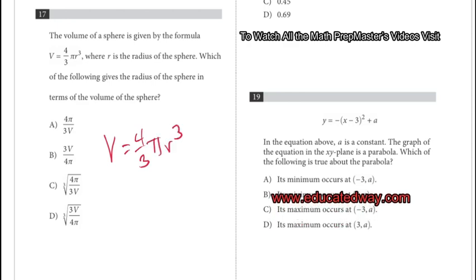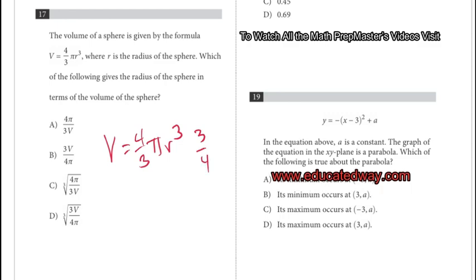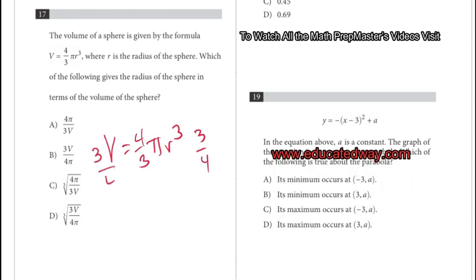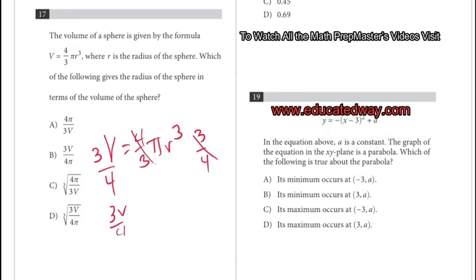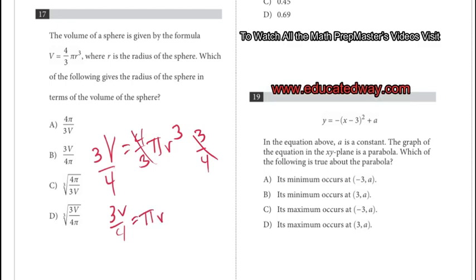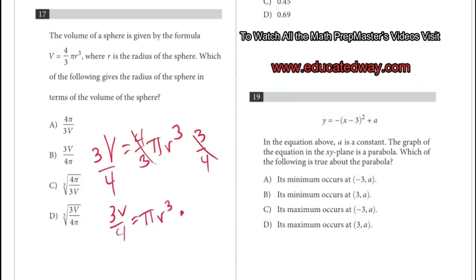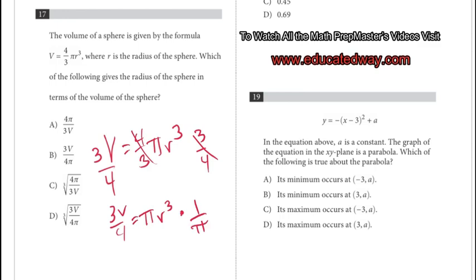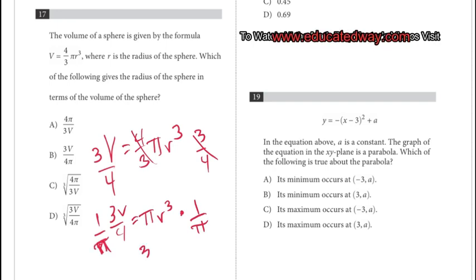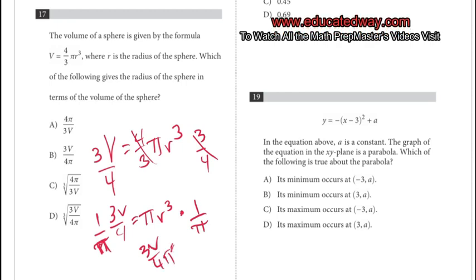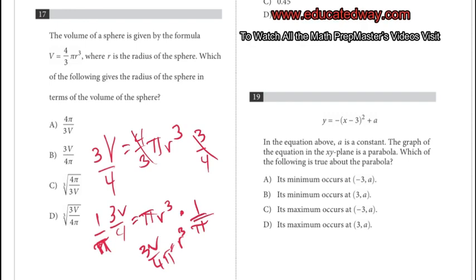First of all, let's multiply by 3/4, the reciprocal of 4/3. Those would cancel. So we have 3v over 4 equals pi r cubed. Let's multiply both sides of the equation by 1 over pi. Now we get 3v over 4 pi equals r cubed. These would cancel. Now we would take the cube root of both sides.